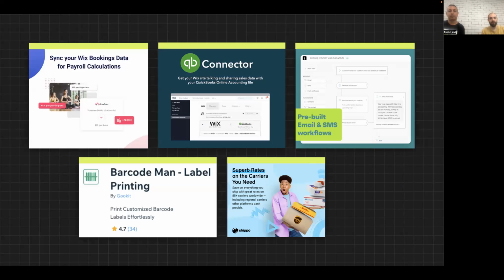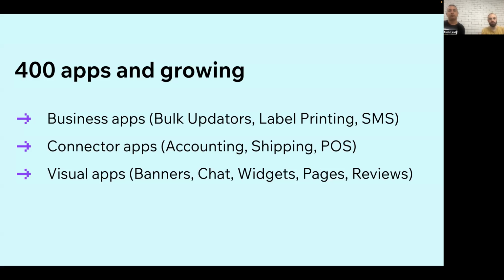There are cases where you want to do something very advanced, like payroll calculation, connecting to an accounting solution, handling shipping. And these are things that are difficult to set up. And in many cases, you might want to just go to the app market and use an existing solution to save you and your client money and time. There are over 400 apps in the app market, things like business apps, connector apps, and visual apps. So whether it's connecting to a POS service or adding reviews to your website, you may find the solution in that market.